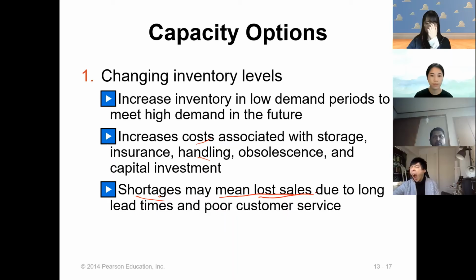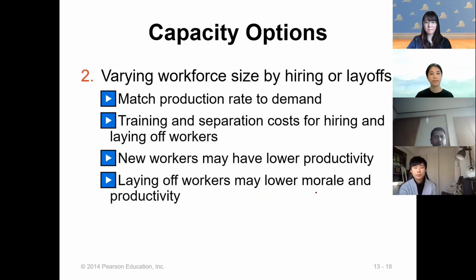Okay. So capacity option, you can change the inventory levels, or you can vary your workforce size. So capacity means you can increase it, or you can reduce it by laying off people. So you can vary your workforce, plus or minus, because if you increase, your capacity increases. If you reduce, your capacity will reduce. So you can match production rate to demand.